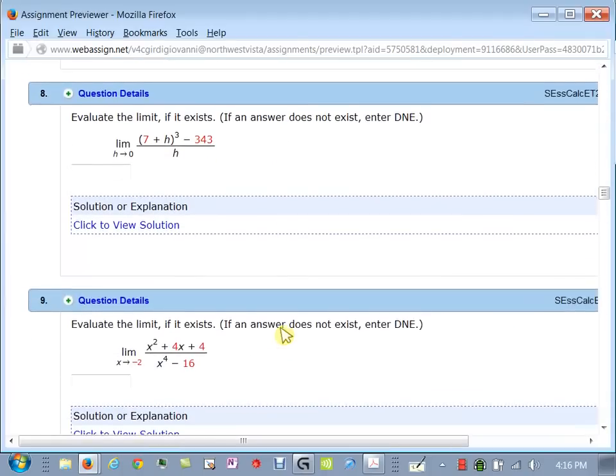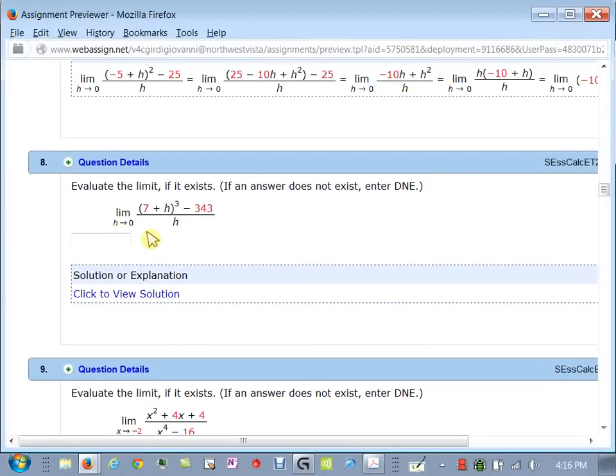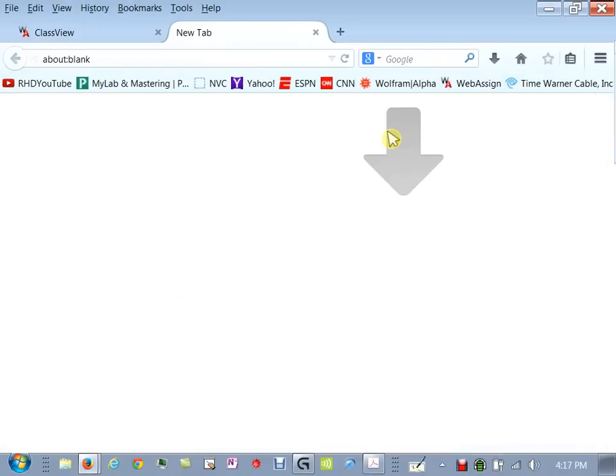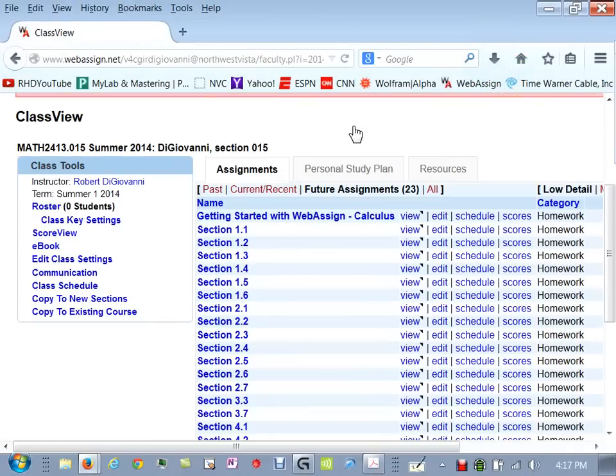Let's see if this one works the same way. h goes to 0. You get 7 cubed. 7 cubed is 343. 343 minus 343 is 0. On the bottom, it's also going to 0. So what we're going to have to do is multiply that out, and I'm not going to go through that, so I'll just bring up the answer here.